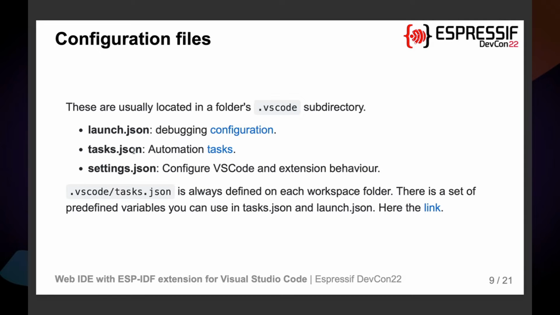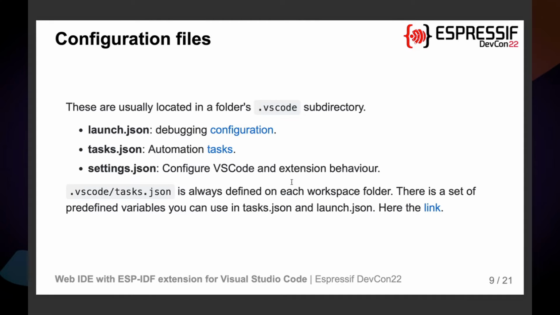The tasks.json is for defining automation tasks. For example, if you want to do some parsing of some binaries, or you want to execute something before the debugging session starts, this can be defined here. The settings.json is basically how you configure Visual Studio Code and our extension behavior. So for example, you can define the baud rate for the monitor. You can define the serial port that you're going to use for a specific project or workspace folder, etc.